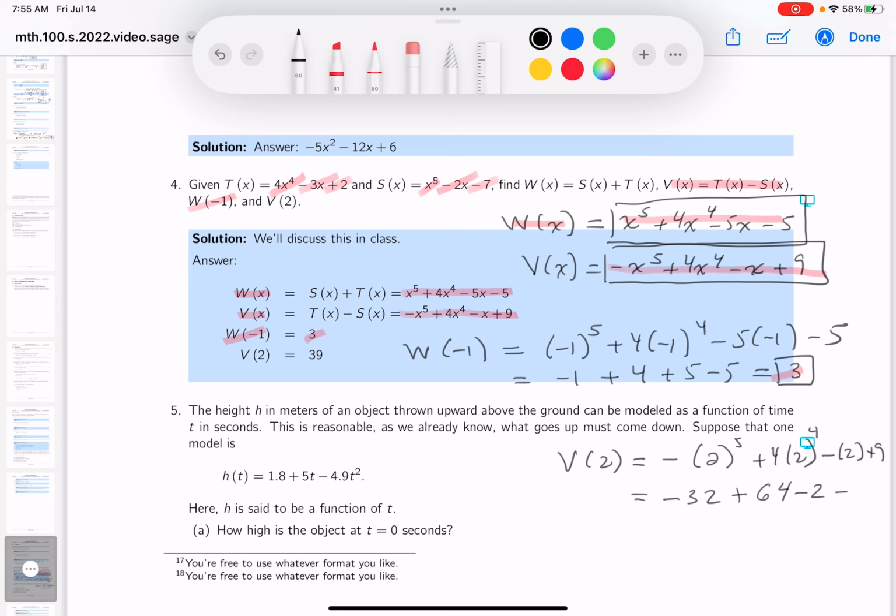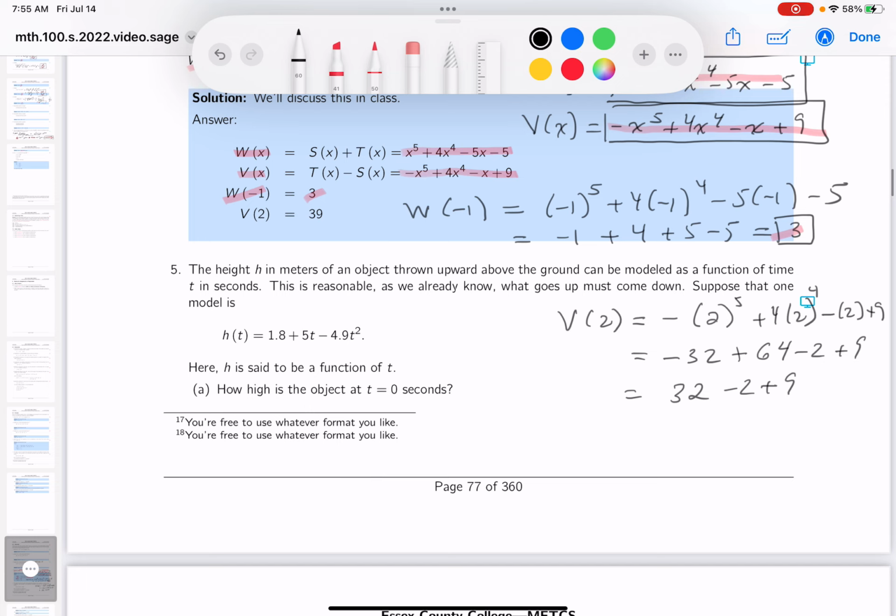Minus 32 and 64 is 32. It's more complicated. Minus 2 plus 9. Well, 32 minus 2 is 30, and 30 plus 9 is going to be 39. Again, mistakes happen, and this is what's nice about having an answer key. You can verify that what we're saying is true with the key.